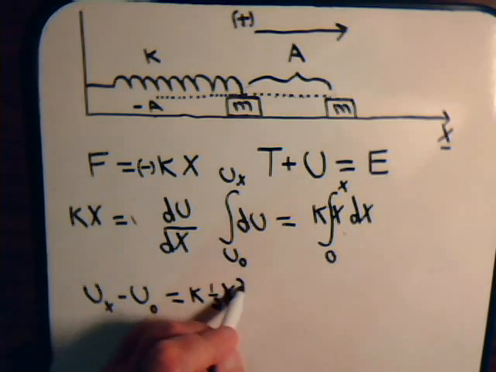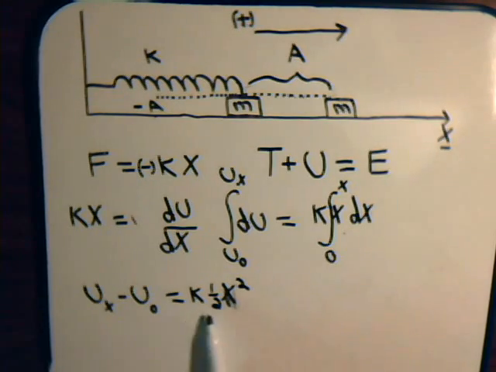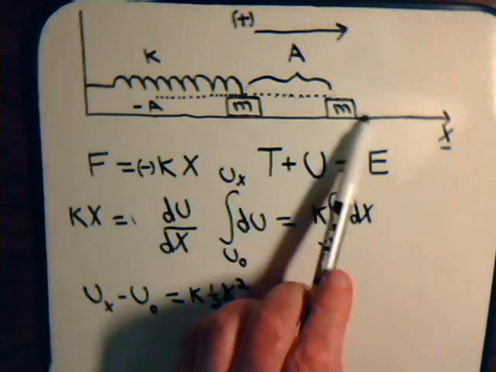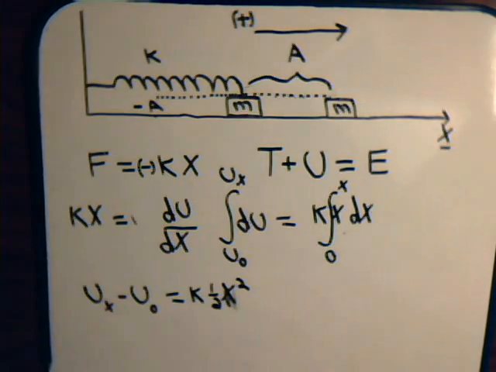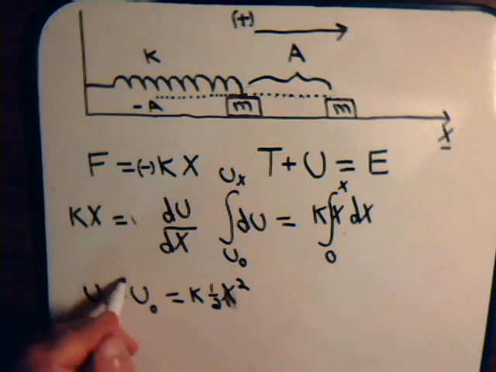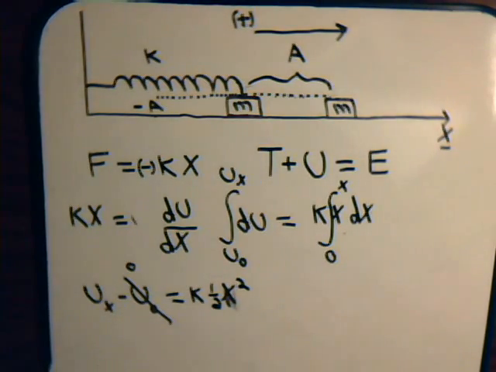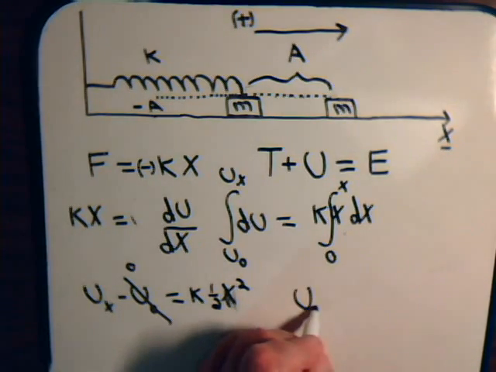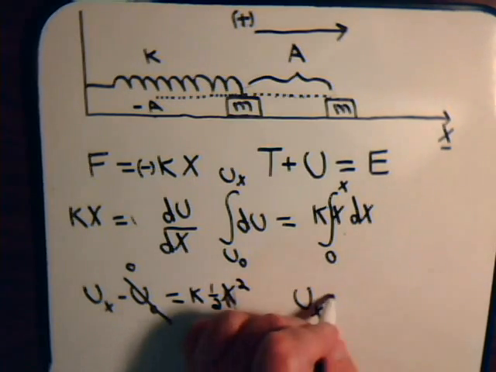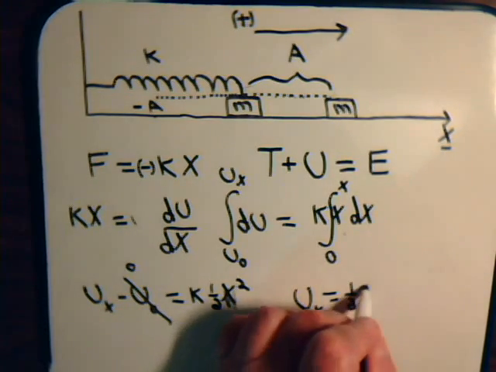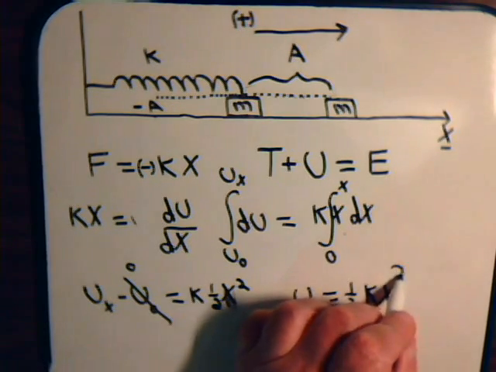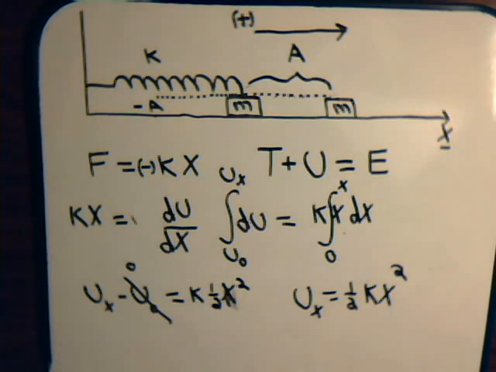Right here at U of 0, we can just call that the zero potential energy, because in a problem we're always interested in the difference of the potential energy. So that can be our zero reference point for the potential energy. We then have that the potential energy of the system equals 1/2 k x squared. That was pretty easy to derive.